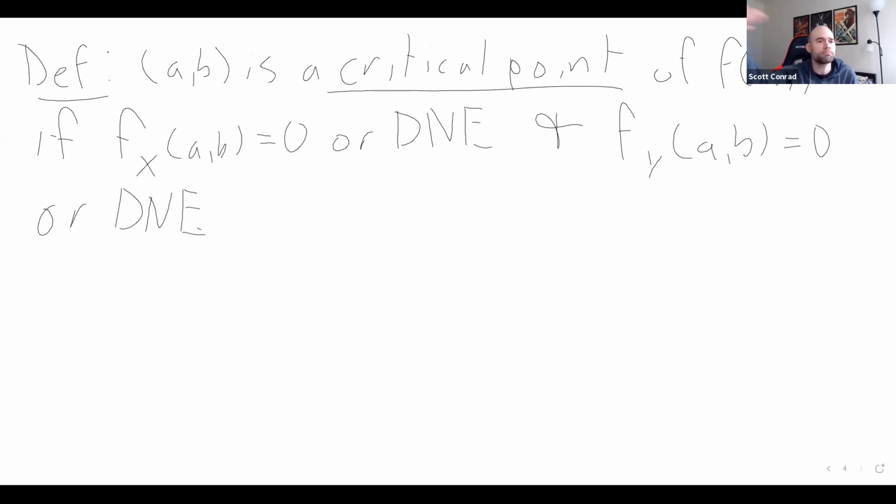So either both partials are equal to 0, or one is equal to 0 and the other does not exist, or both don't exist. But for both partials, they either have to be equal to 0 or not exist.